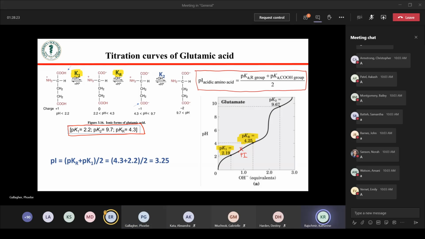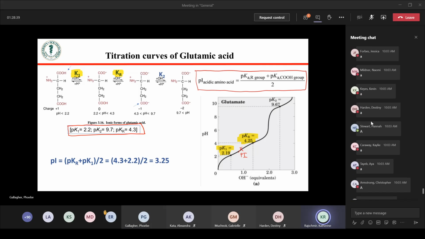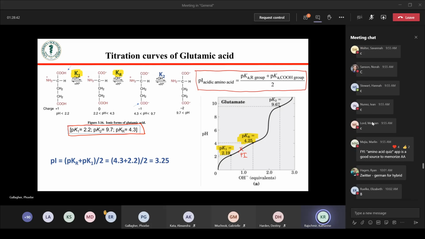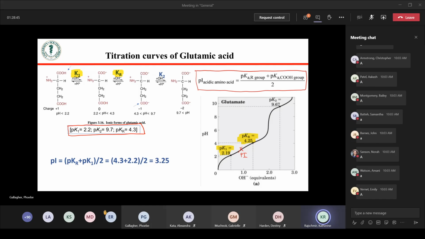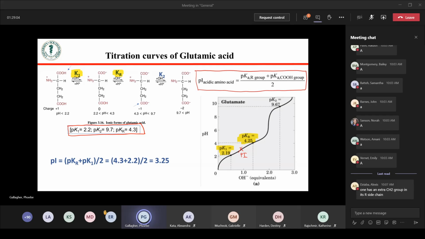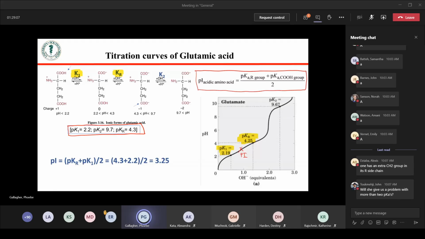I had a question. How would we know that it's glutamic acid versus aspartic acid or aspartate? Wait, what do you mean? We know that the two acidic amino acids are glutamic acid and aspartic acid. How would we know the difference between them on a curve? She wouldn't ask us which one is which, right? Yeah, no, that's way too in depth. You're not going to be tested on guessing the amino acid from the pKa's.